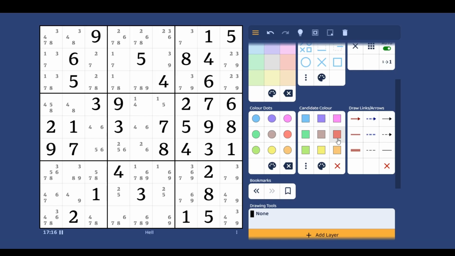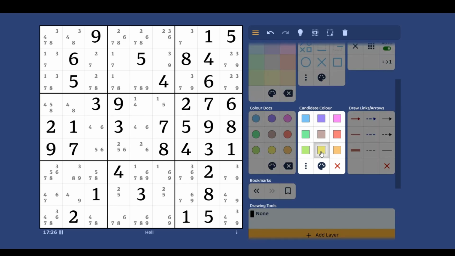So here we have a grid from Sudopedia, and we're just going to start off coloring this like a 3D Medusa. We're going to start with the central cell here, and we can see it's bi-value. So that's going to be our two parities, yellow and blue. We'll color that 6 yellow and the 4 blue.